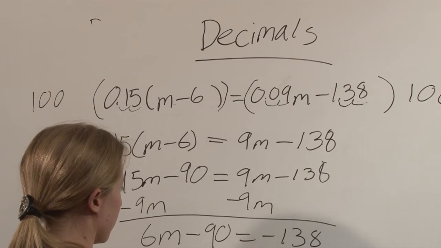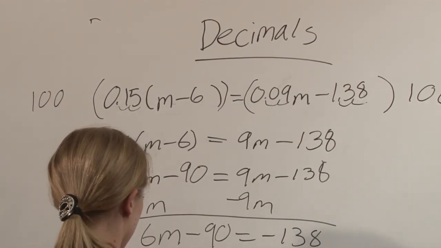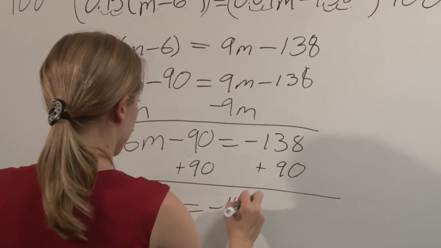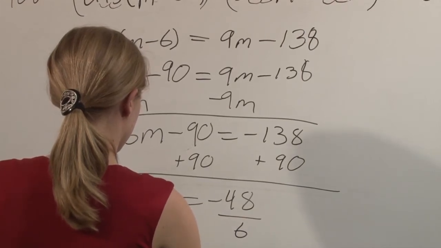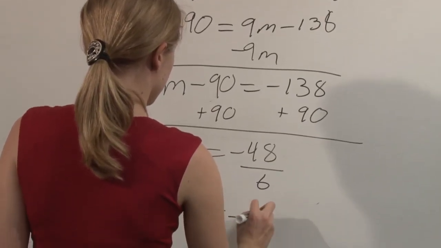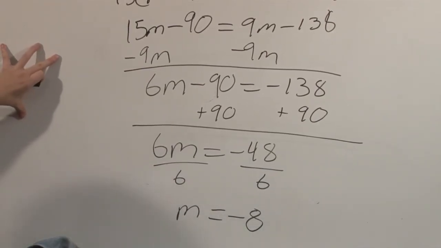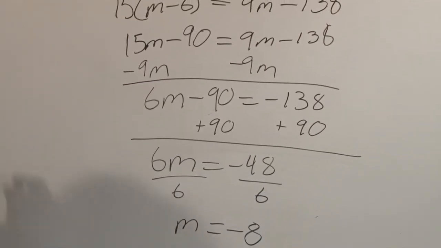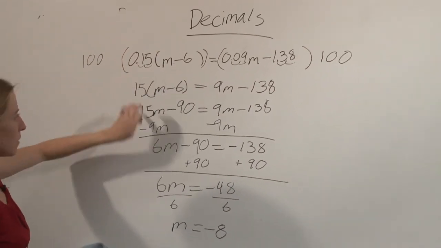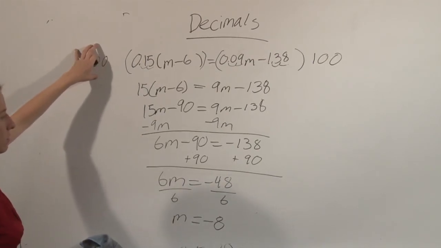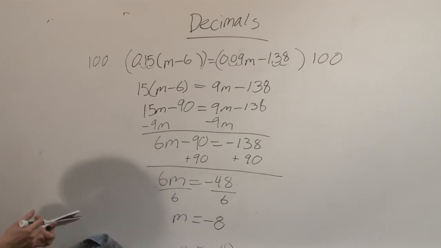So I'm adding 90 to both sides. And that gives me 6m equals negative 48. Dividing both sides by 6, that's m equals negative 8. So that is a linear equation with decimals. Just remember to move the decimal place so that you get a whole number, or multiply by the right power of 10 to get a whole number. And that concludes section 2.3.